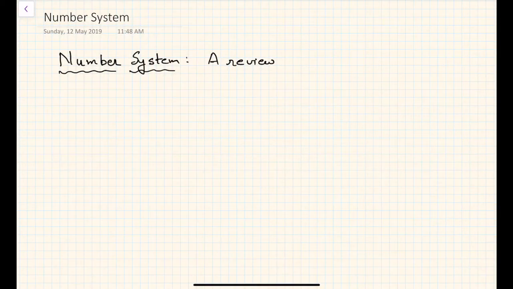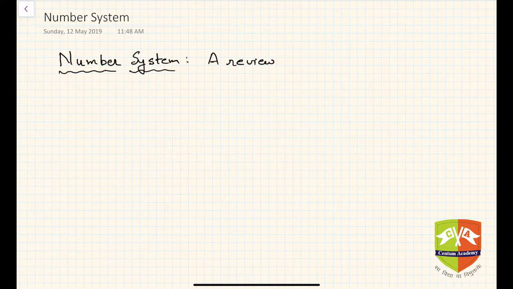Hello friends, welcome to this all new session on number system. We are going to deal with multiple topics of number system in a series of such sessions. In the first such session, we are going to discuss number system review, right? So we are just going to recap whatever we have learned so far in the previous grades.